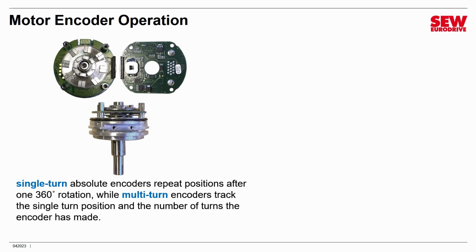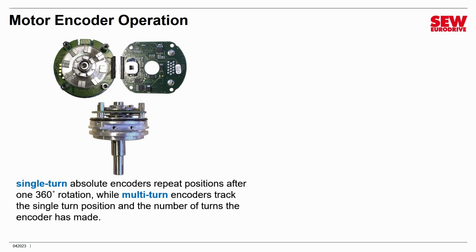Incremental encoders just output pulses. Absolute encoders give numbers indicating where they are in the 0 to 360 degree rotation. They come in two forms. The less expensive version is the single turn, where the position repeats after one 360-degree rotation.